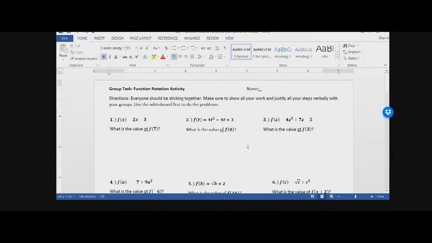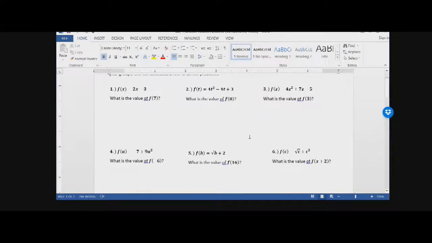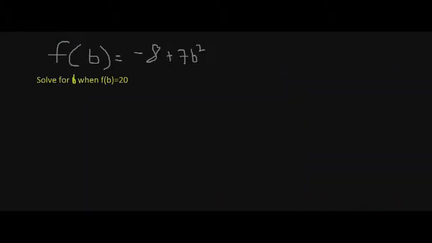Let us go ahead and maybe go on to a problem that was a little more challenging. One problem that I saw that a few of you, it seemed to be a little bit of a challenge, and I'll use a problem that's very similar to it. So solve for b when f of b equals 20. So I don't tell you what b is, but I tell you what f of b is. I tell you what the output is. So we replace f of b with 20. So we're going to get 20 equals negative 8 plus 7b squared.